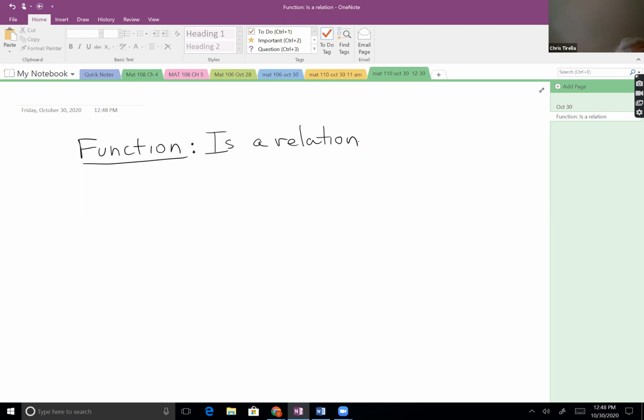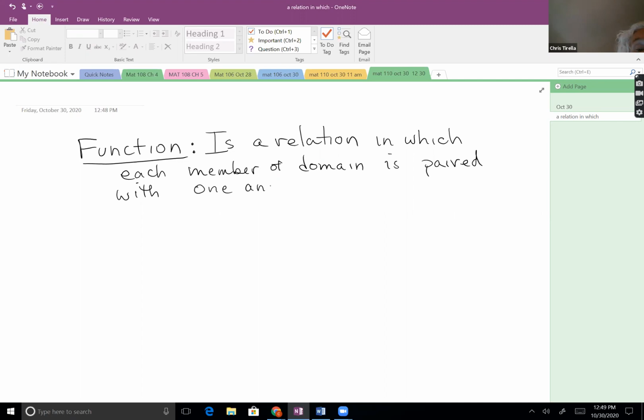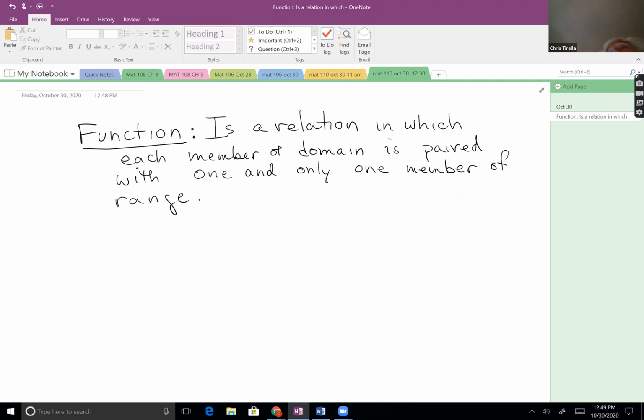What makes a relation a function, though, is it's a relation in which each member of the domain is paired with one and only one member of the range. Each member of the domain is paired with one and only one member of the range.